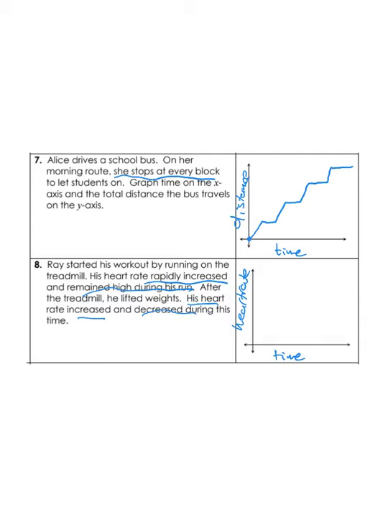In example 8, we're talking about working out. So our heart rate's going to start somewhere here at just a normal resting level. It's going to rapidly increase and then just kind of stay flattened out during the run. Then as he slows down to lift weights after running, we're going to have a little bit of increase, decrease along the way till we flatten back out at the end of our workout, back to normal.